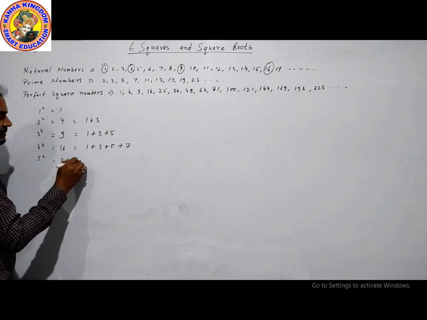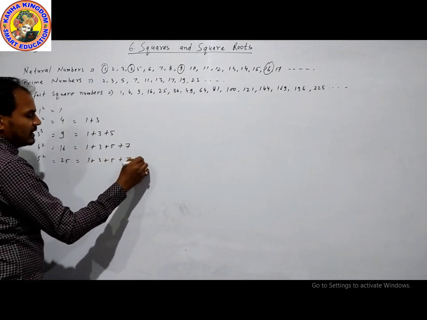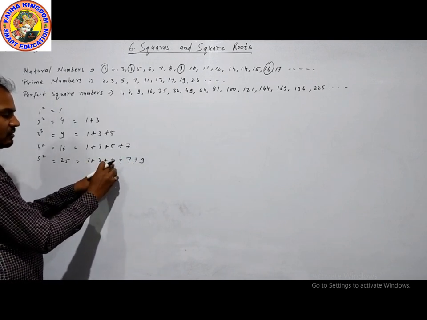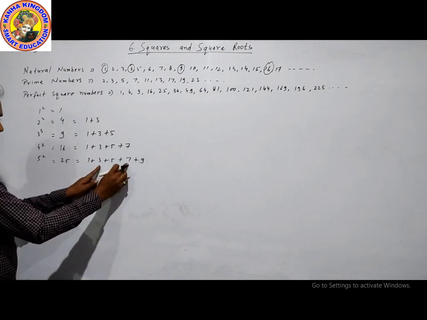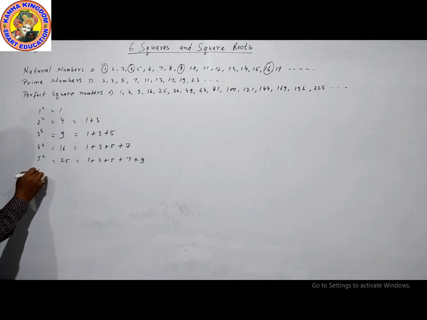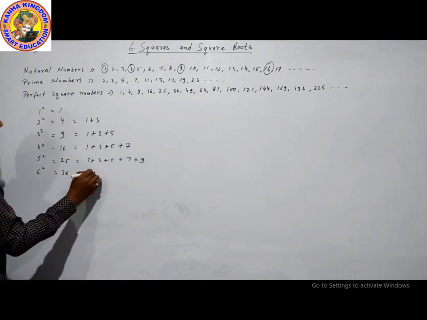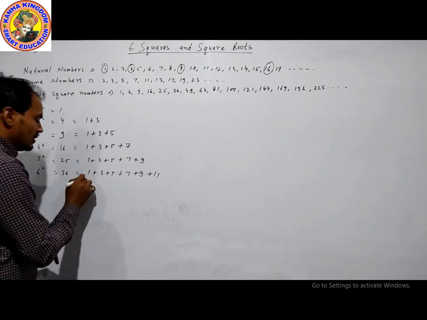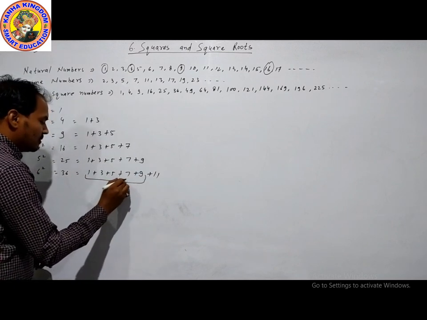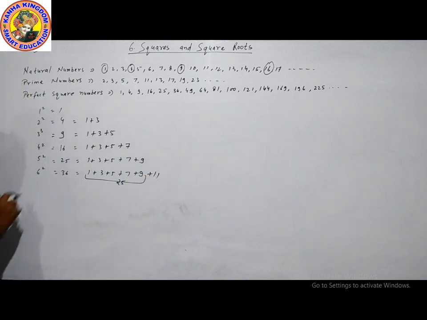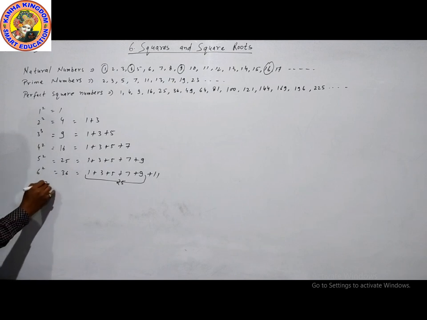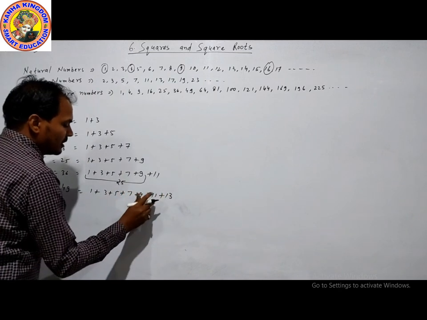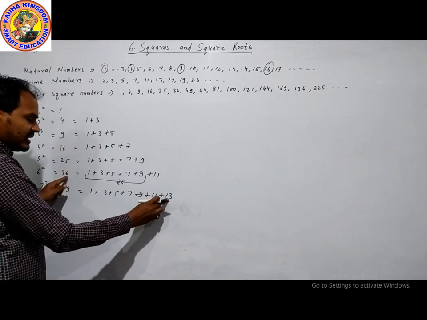5 square is 25: 1, 3, 5, 7 and 9. 9 plus 1 is 10, 10 plus 10 is 20, plus 5 is 25. 6 square is 36: 1, 3, 5, 7, 9, then 11. 25 plus 11 is 36. 7 square is 49: 1, 3, 5, 7, 9, 11 and 13. Up to 11 the answer is 36, and 36 plus 13 is 49.